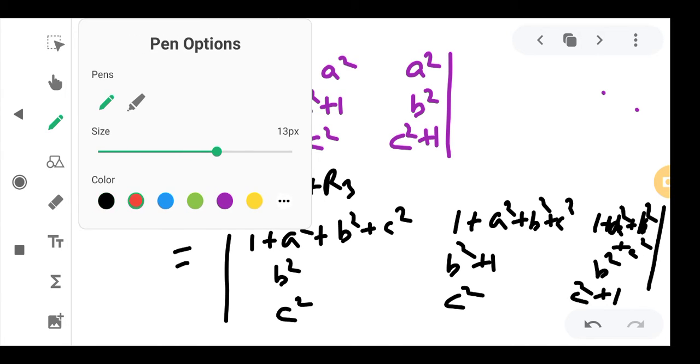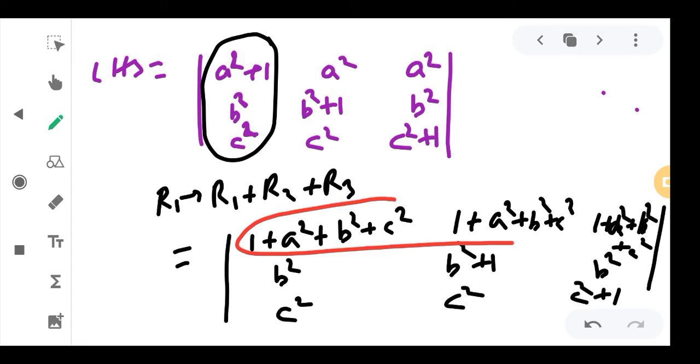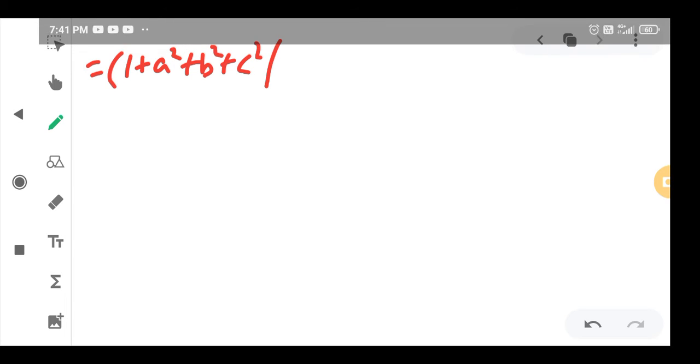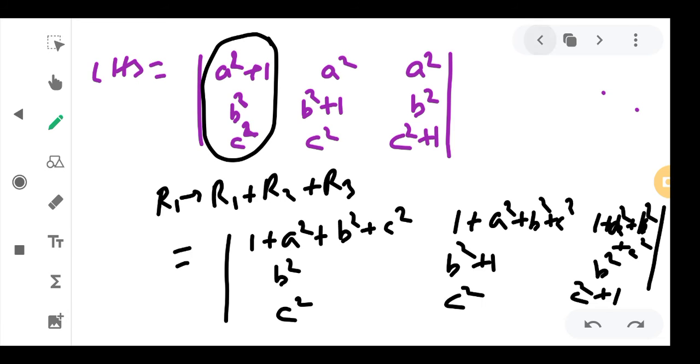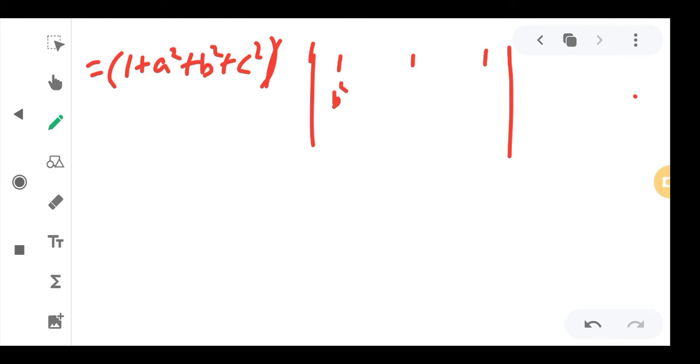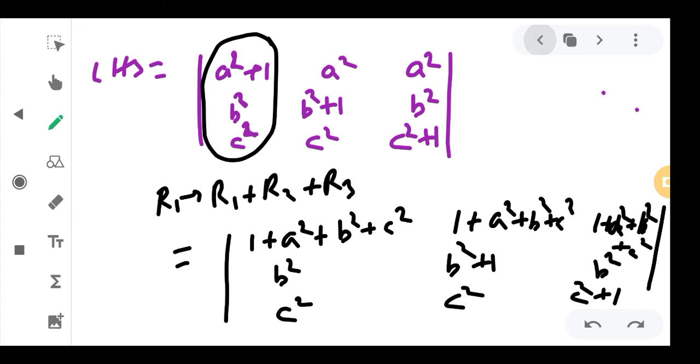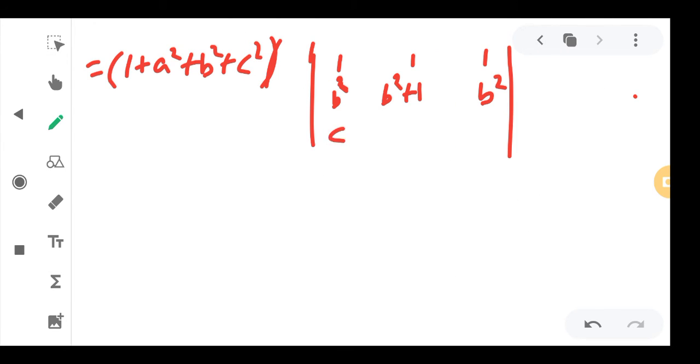If you observe the first row, you can take this common, right? So from the first row I am taking common 1 plus a square plus b square plus c square. If I take it common, then what will happen? The first row will become 1 1 1, and the second row will be as it is, b square plus 1, then b square, then c square plus 1.